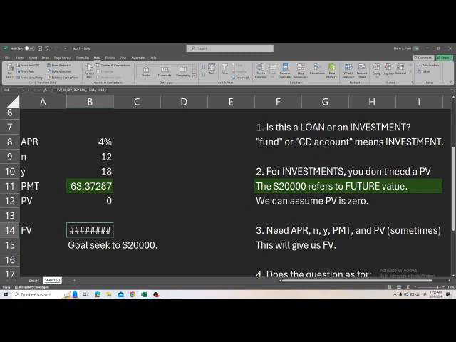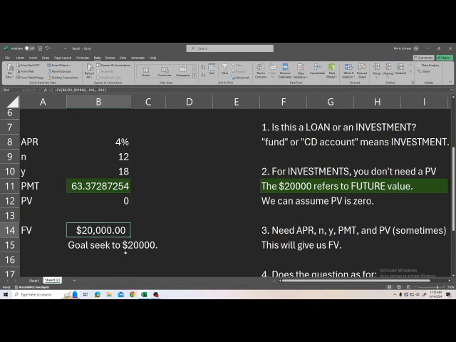Notice that now our payment says $63.37 every month. And our FV is replaced by these pound signs. That just means that Excel needs more room. So we'll widen column B to give ourselves just a little bit more room. We verified that the future value is indeed $20,000. So for our answer, we'll say that the monthly payment must be $63.37.